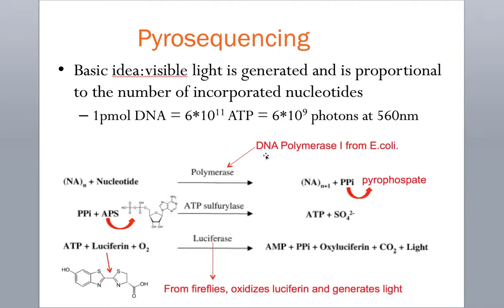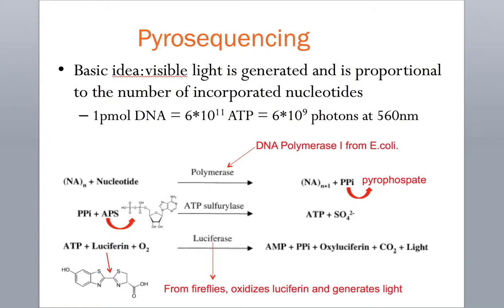What kind of enzymes do you need? Of course, you need DNA polymerase from E. coli. You also need ATP sulfurylase, and you need luciferase. All right, so here is the summary. When the nucleotide is built in, it releases pyrophosphate. Pyrophosphate plus APS, in the presence of sulfurylase, makes ATP. And ATP plus luciferin plus oxygen, in the presence of luciferase, makes light, and you can measure the light.